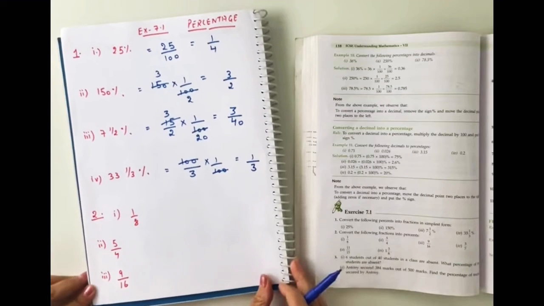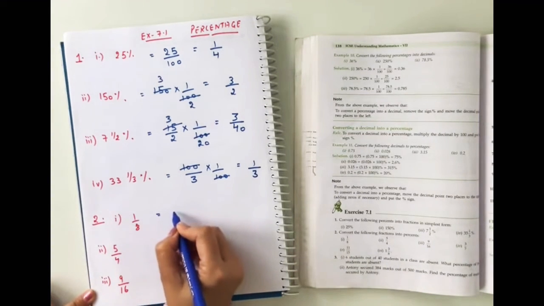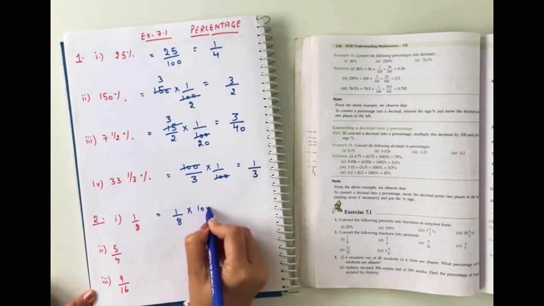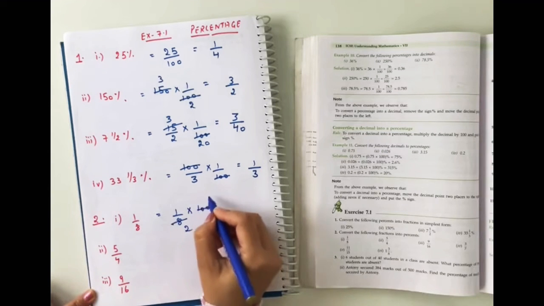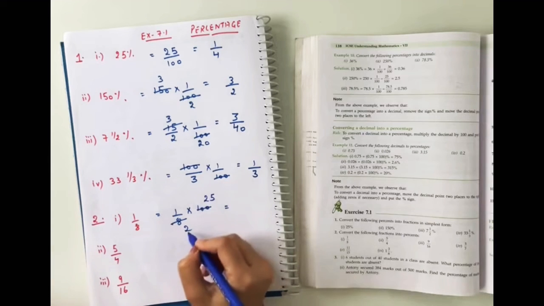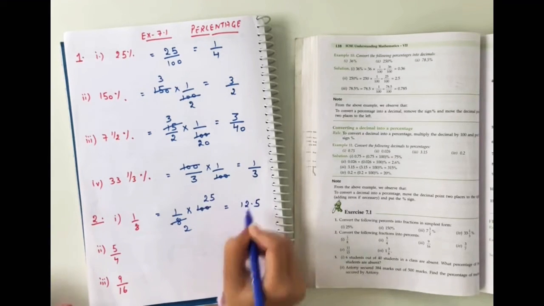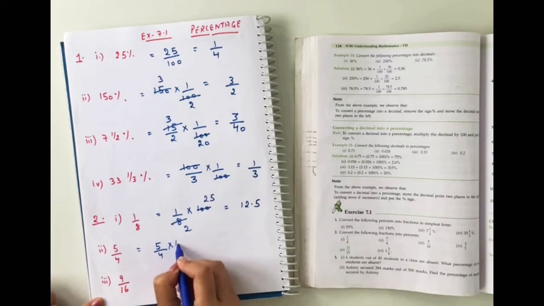Convert the following fractions into percents. First is 1 upon 8. In this we have to multiply it with 100. So 4 2s are 8, 25. So when we divide 25 by 2, it comes to 12.5.